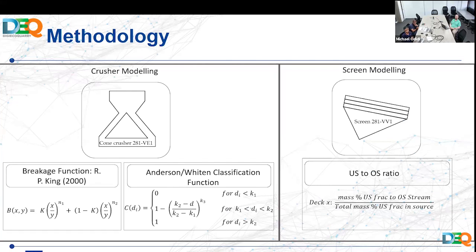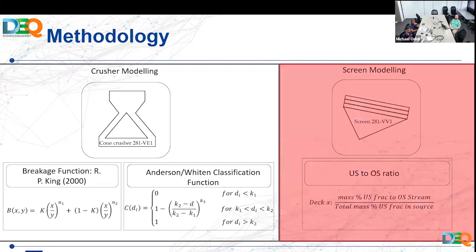So this basically looks at the amount of undersized material that reports to the oversized stream. We wanted to see how efficient these screens are. But upon looking at the data that we obtained from the plant, we realized that the screens at the plants were actually performing perfectly, right? So there wasn't really any undersized material reporting to the oversized stream. At the end of the day, this really was not done because it became sort of redundant, because there wasn't really any problem with the screening. We could just assume that there was perfect separation and perfect efficiency.